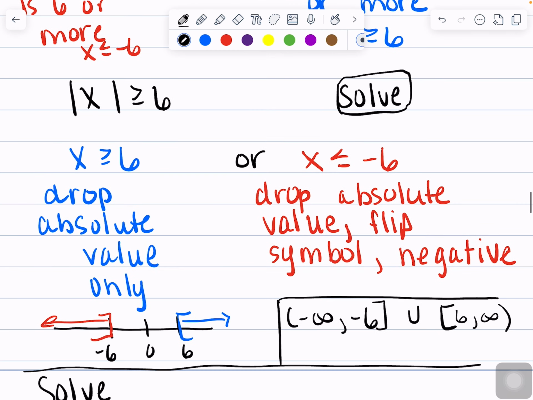So how we solve is we split them into two parts, positive 6 and negative 6. On the positive 6 side, all you do is drop the absolute value. On the negative 6 side, you drop the absolute value and flip the symbol. In interval notation, we have negative infinity to negative 6. We had or equal to, that's why we have a bracket. And then our right section would be from 6 to infinity. Remember, we read everything left to right in math. Left to right, everything.